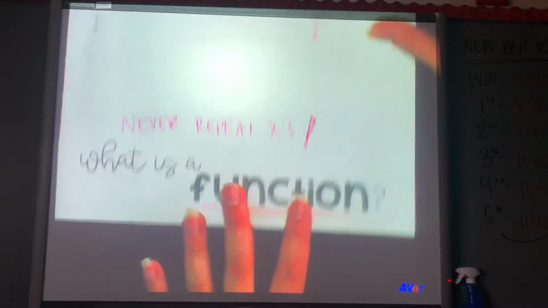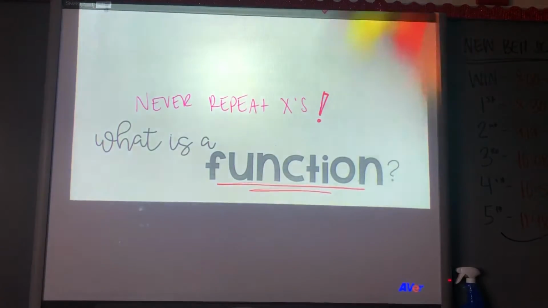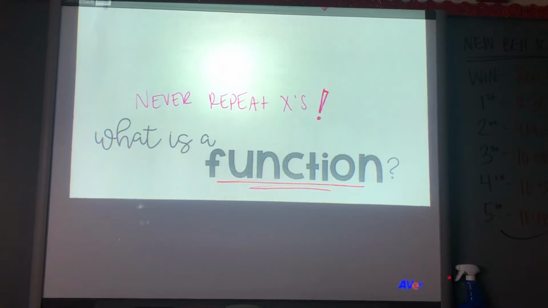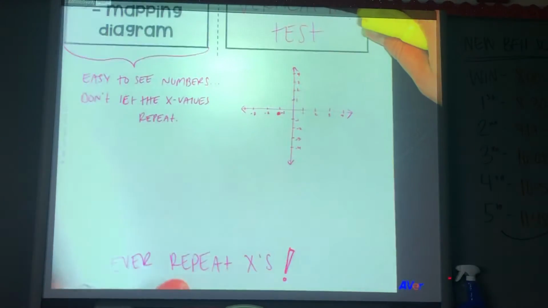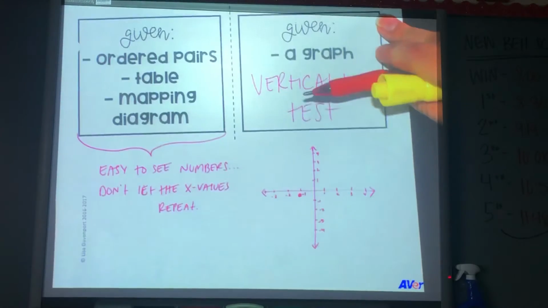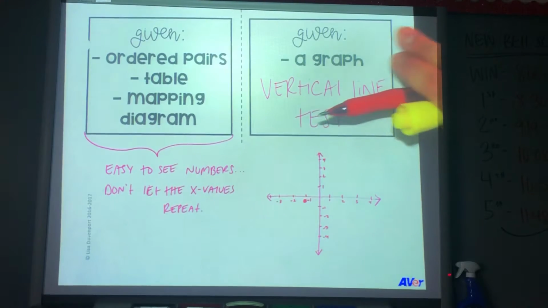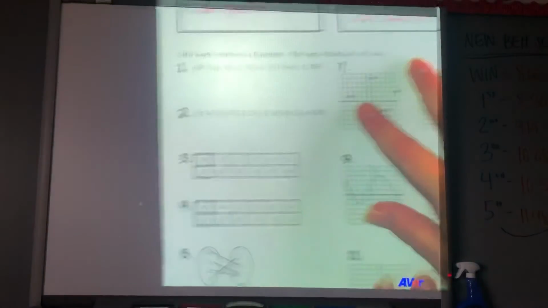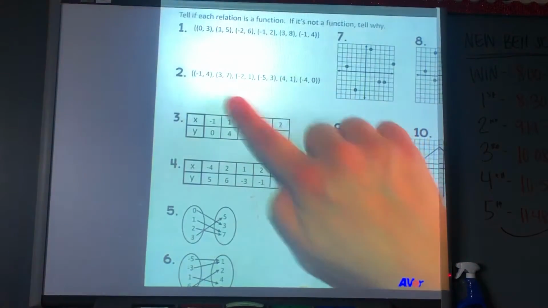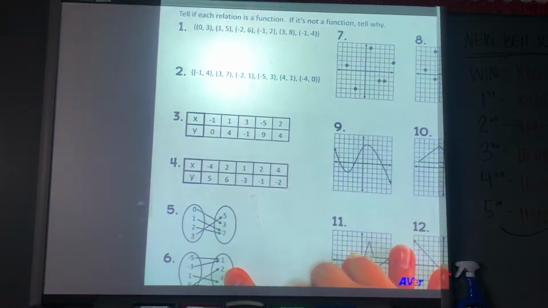But today we're going to learn what actually makes a function a function. So all of these may or may not be a function on this page, and we're going to learn whether each one is a function or not. Okay, so first we have ordered pairs, tables, and mapping. That is these things right here: ordered pairs, tables, and mapping. This is how we tell if it's a function from those.